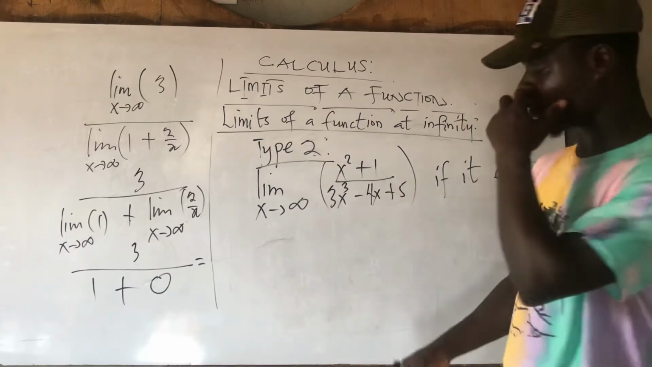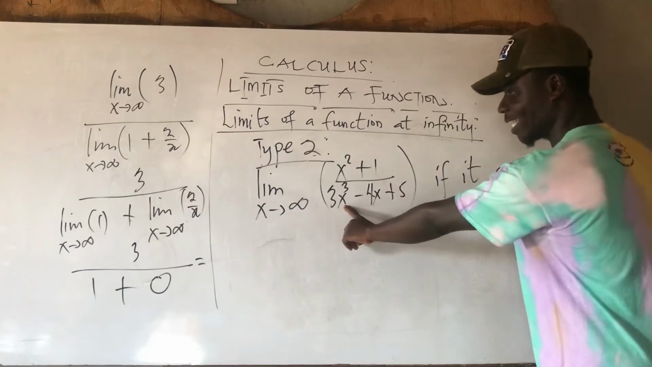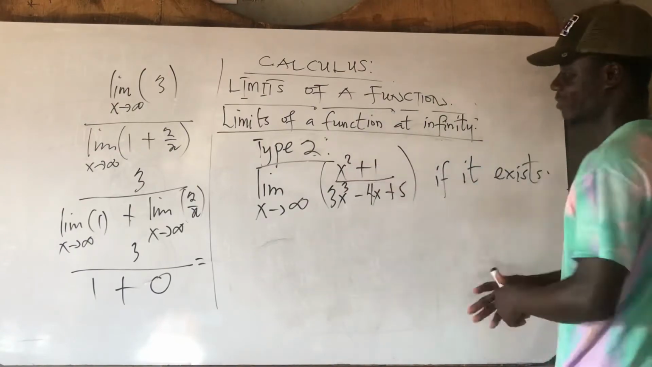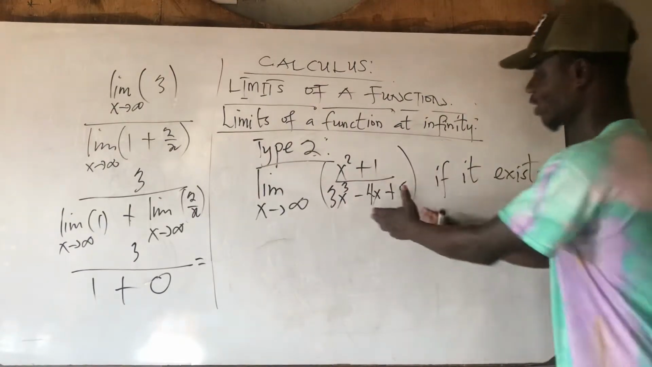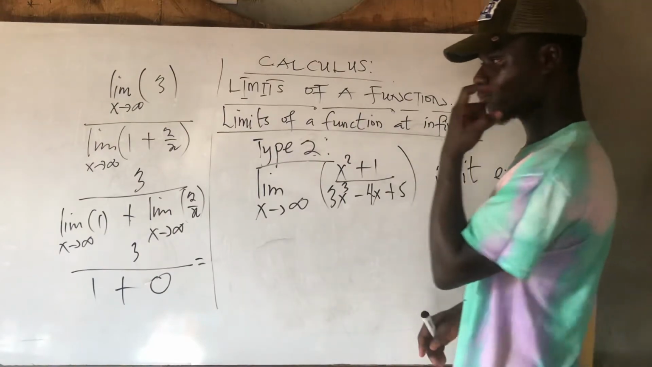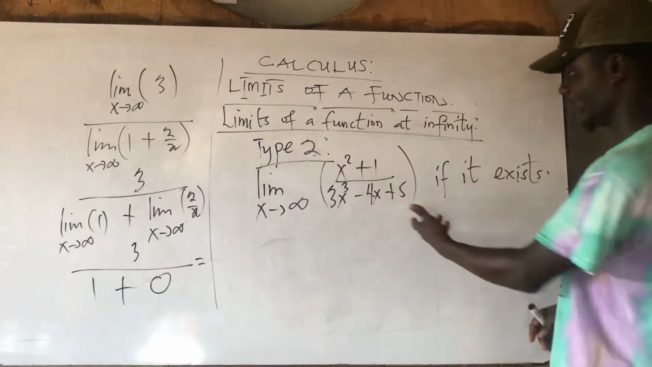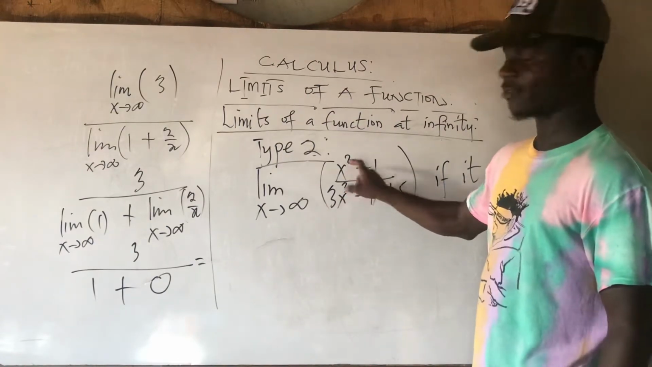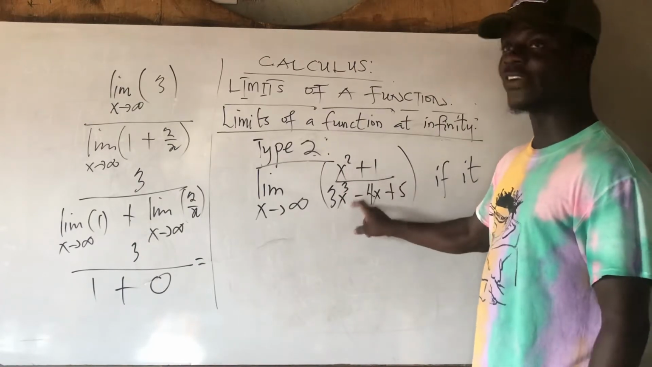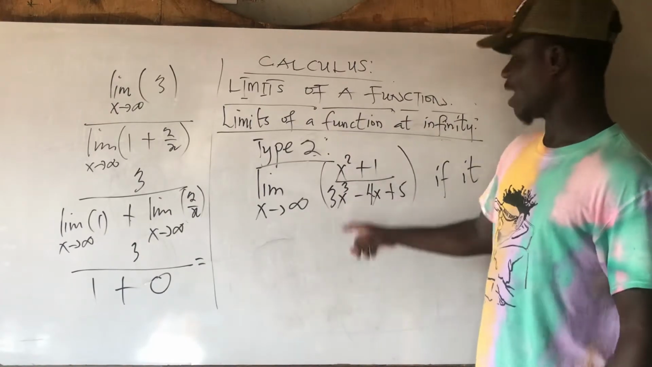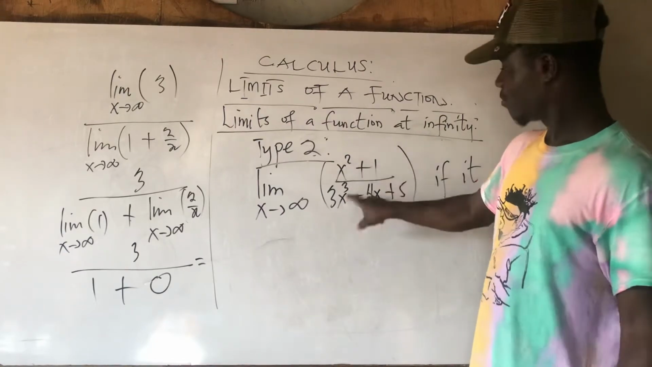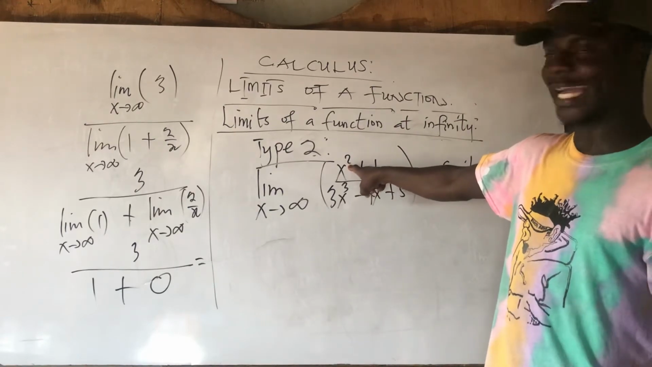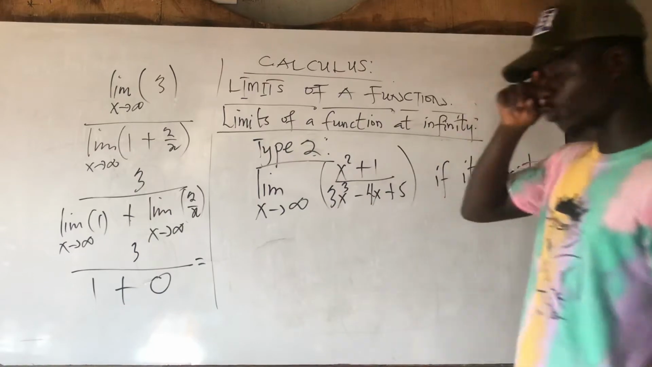I believe you've done rational functions, so we can know that the highest power in the denominator is 3 and the highest power in the numerator is 2. The denominator's is greater than that. So we call this a proper rational function, because the degree of the numerator is 2 and the degree of the denominator is 3. So now, how should we do this?